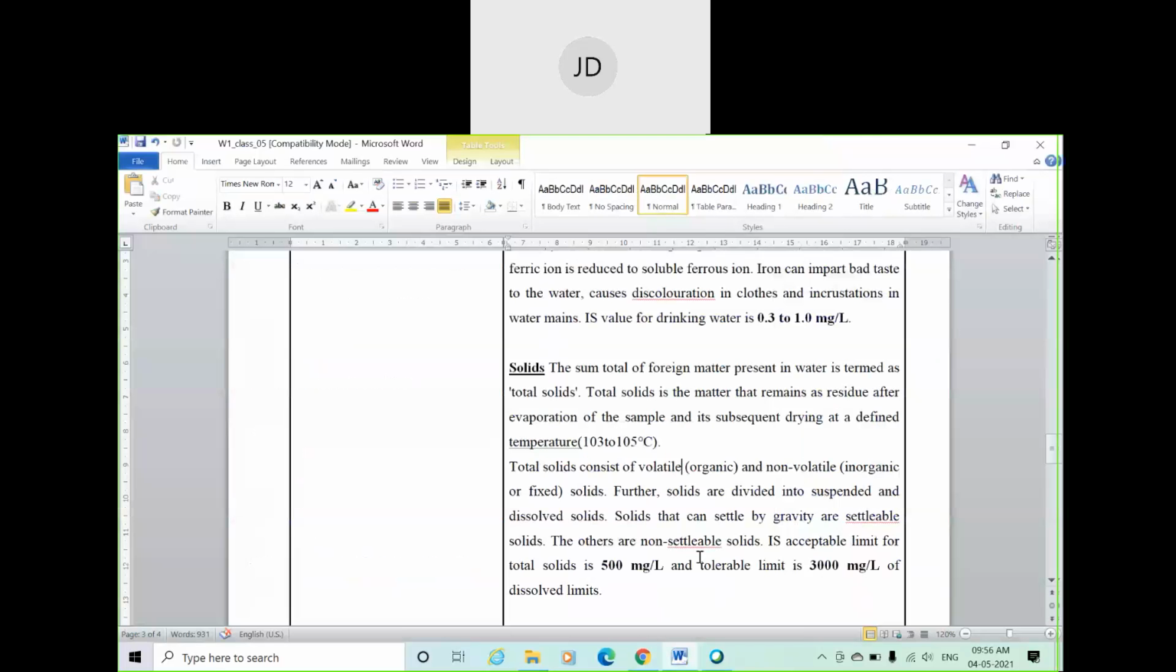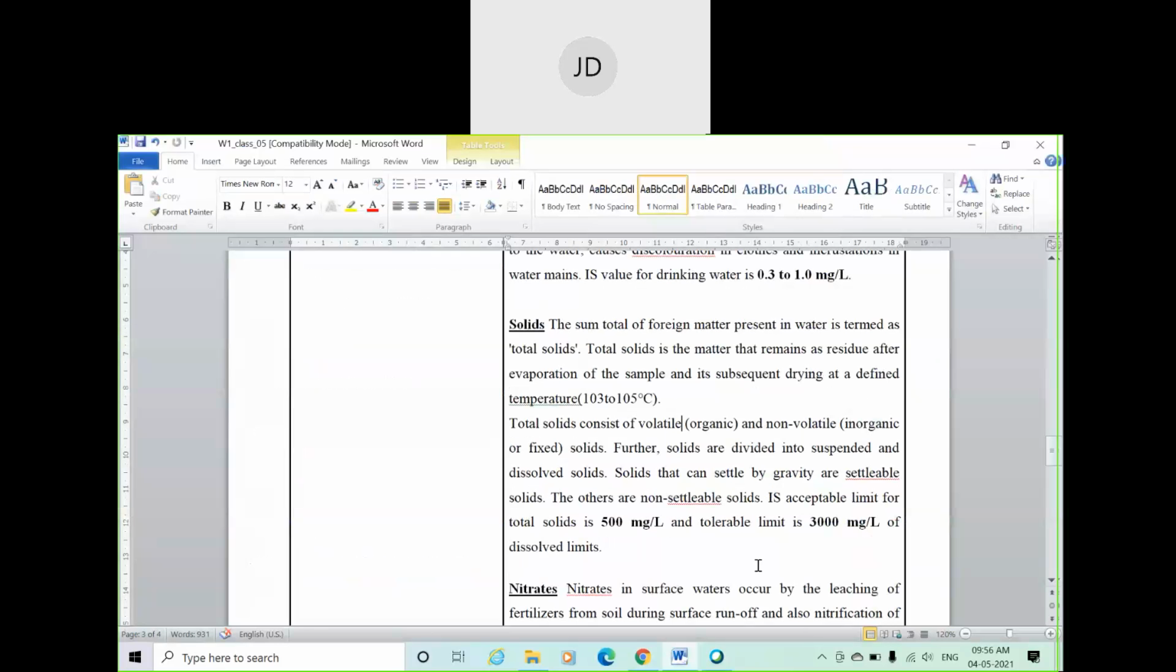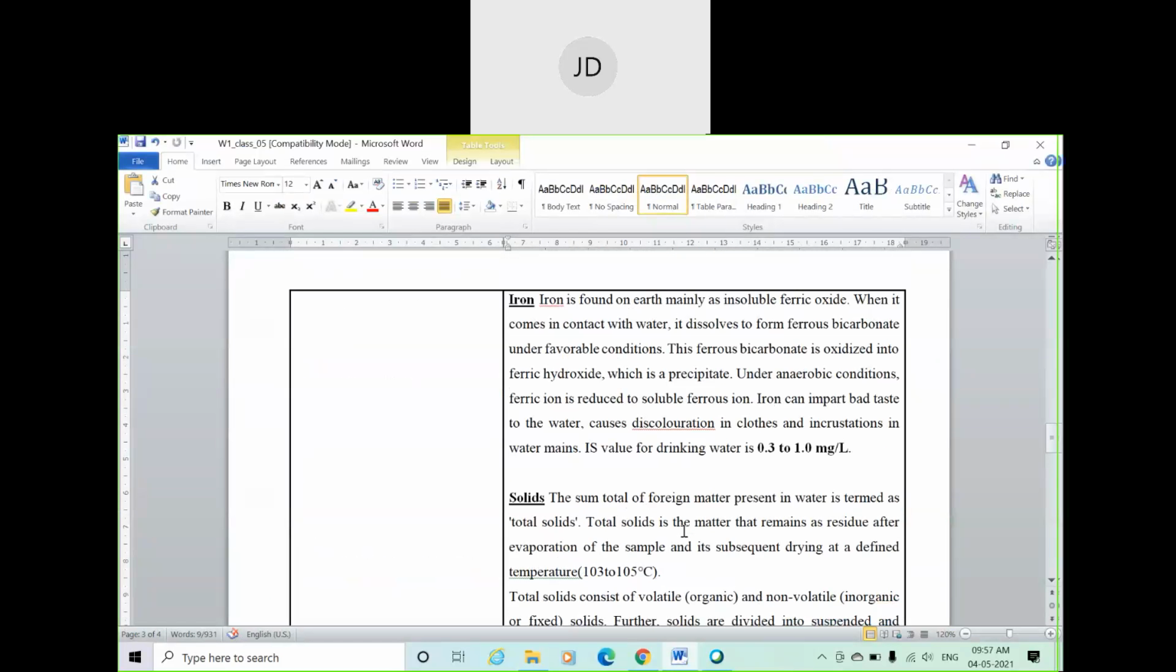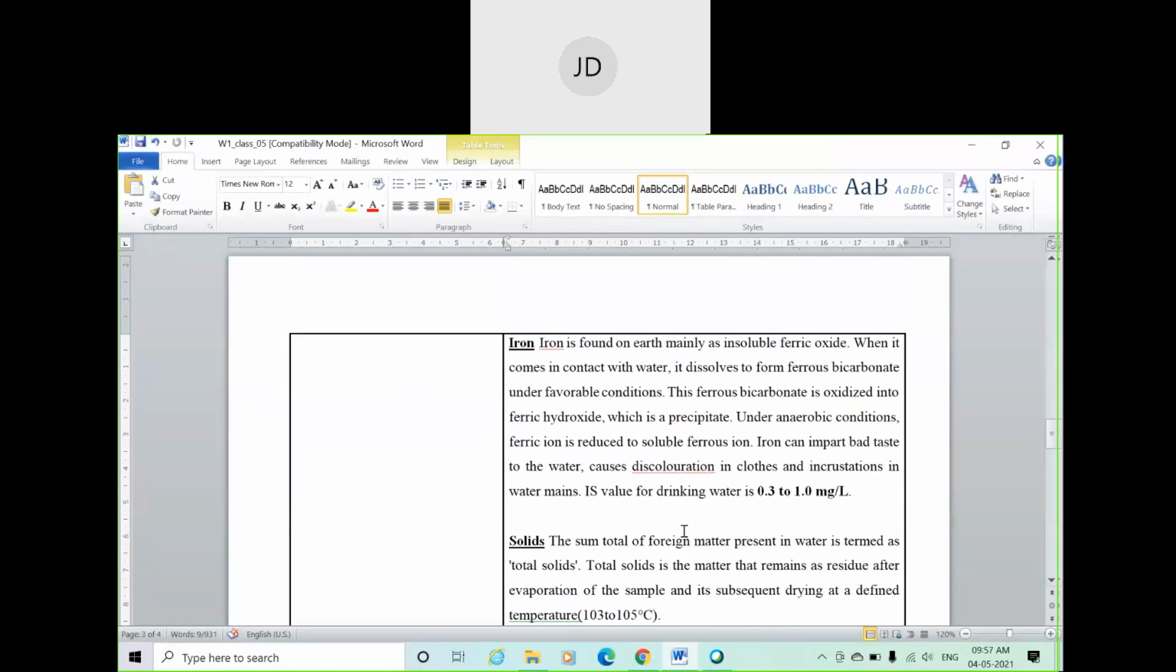So basically the IS acceptable limit for total solid is 500 milligram per liter, and the tolerable limit is 3000 milligram per liter. That means you should not cross 3000 milligram per liter, but desirably it must contain 500 milligram per liter. So it is all about the solid part.